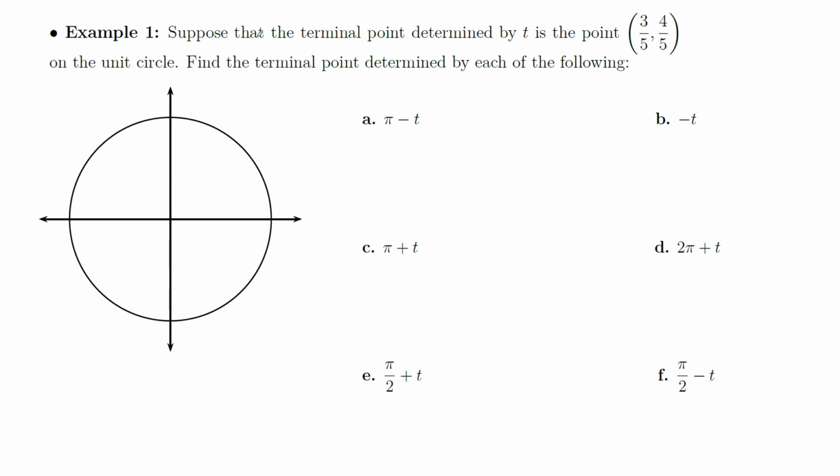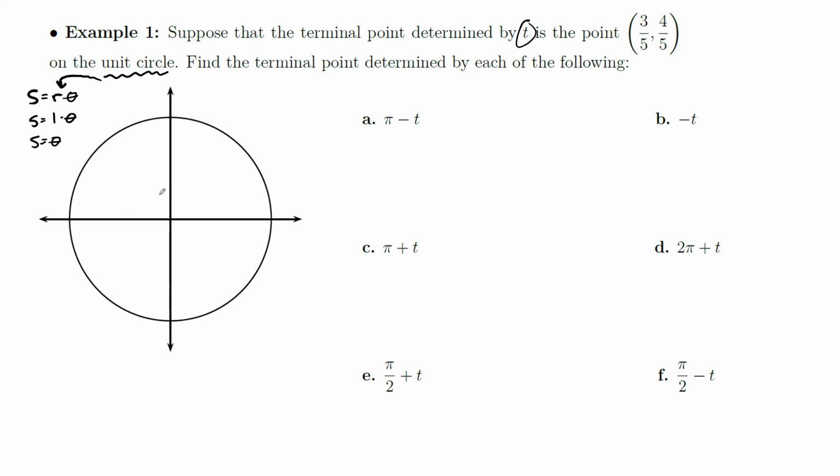It says, suppose that the terminal point determined by t is the point 3/5, 4/5 on the unit circle. Now, this number t here that we're talking about, you could think of that as the angle. But remember, on the unit circle, angle and arc length are the same thing, right? Because s equals r theta, the arc length is equal to the radius times the angle. On the unit circle, we know that the number 1 belongs there, so it would be s equals 1 times theta. So arc length and angle are really the same thing.